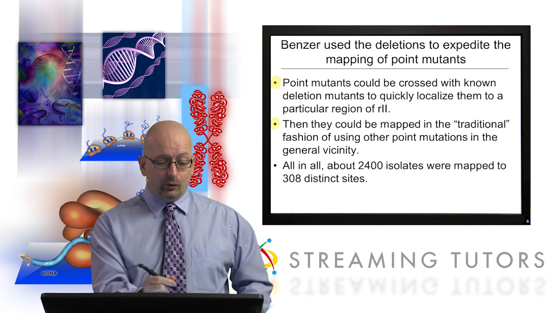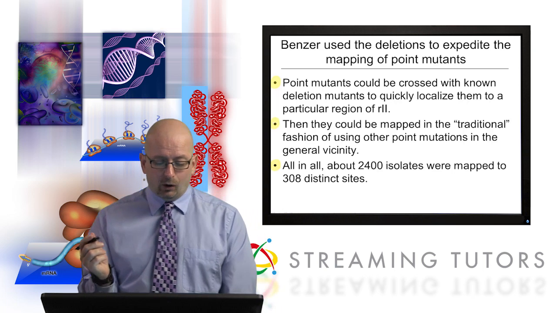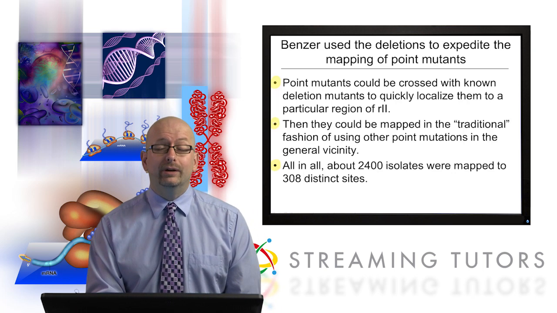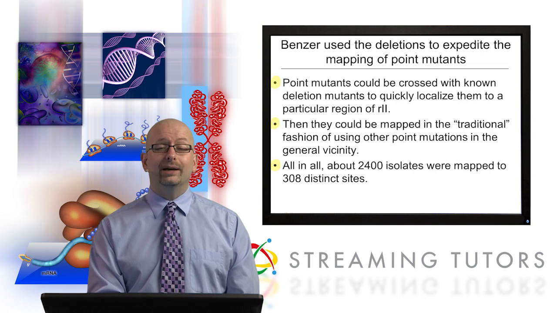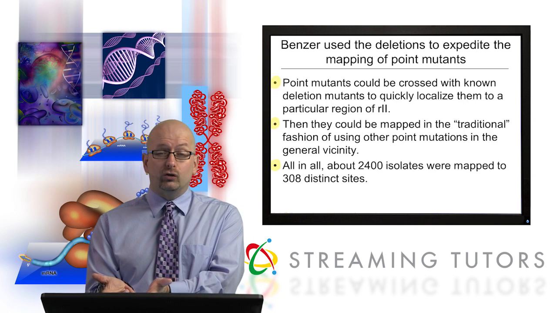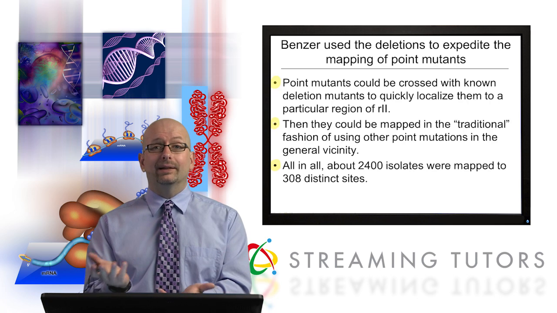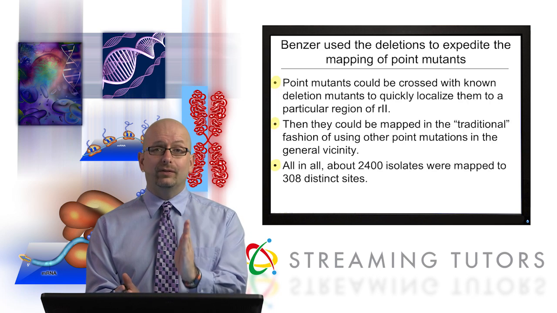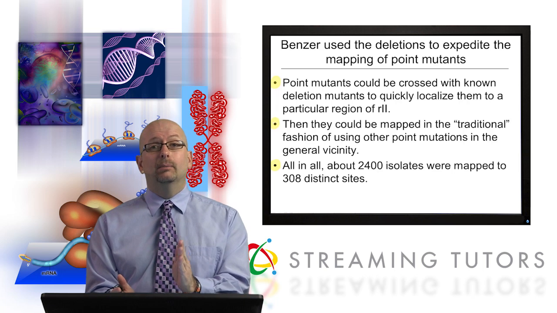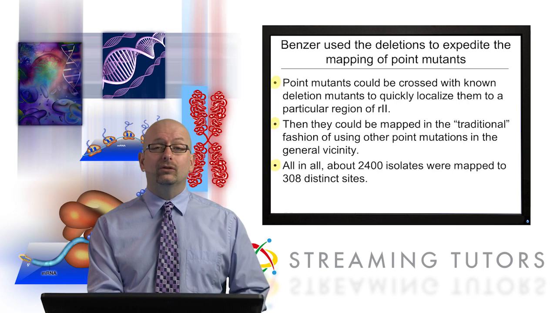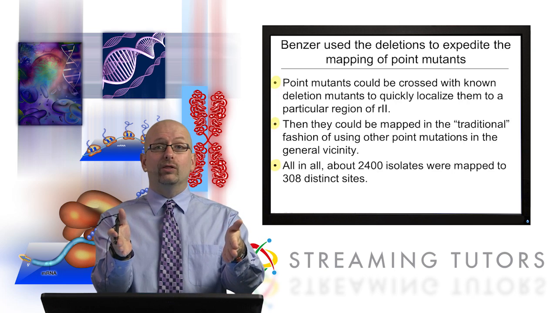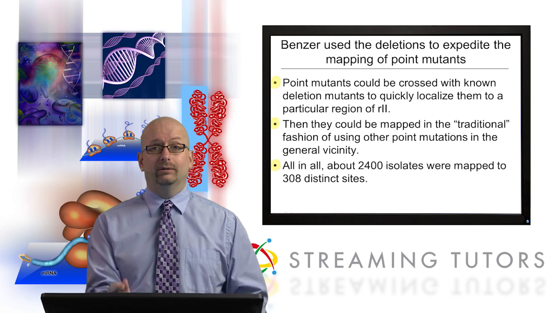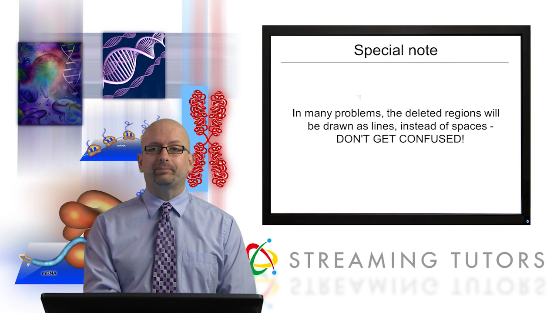So in the case of Benzer, all in all, he had about 2,400 different R2 isolate mutants, and they were mapped to 308 distinct sites in that region. So in other words, some of the R2 mutants that he got that were independently isolated were in fact mutated at the exact same spot, but there were at least 308 distinct sites that he found in the middle of what previously would have been thought to be an indivisible unit, like a bead, right?